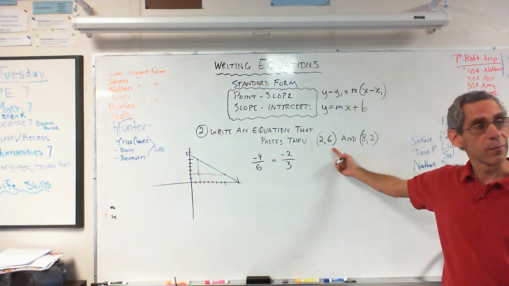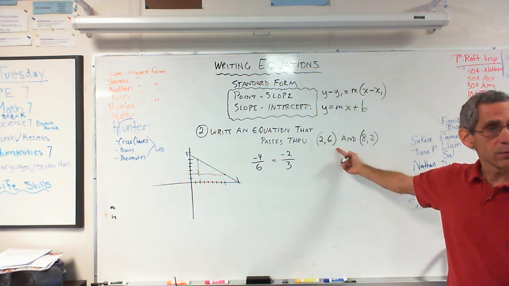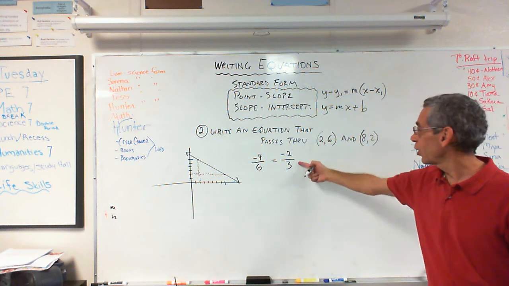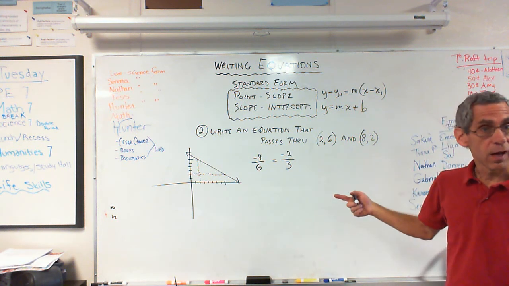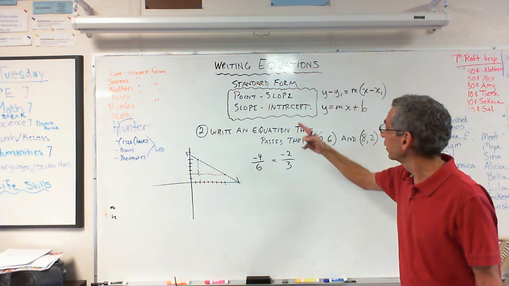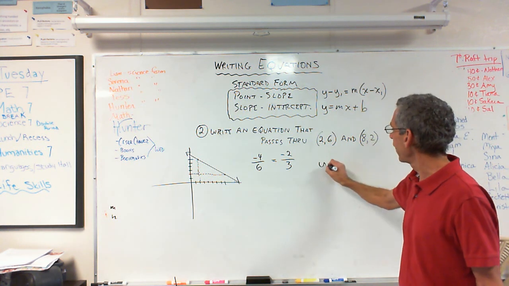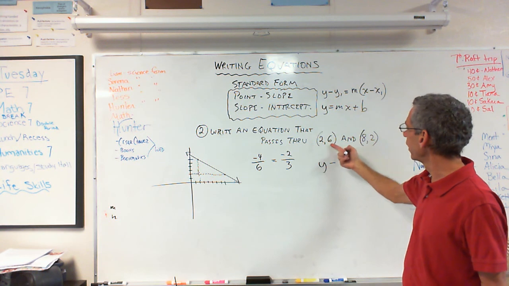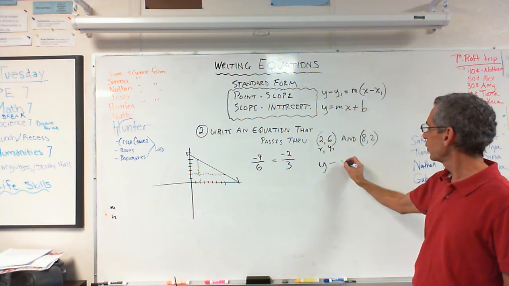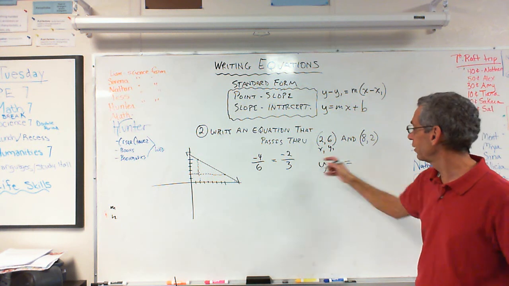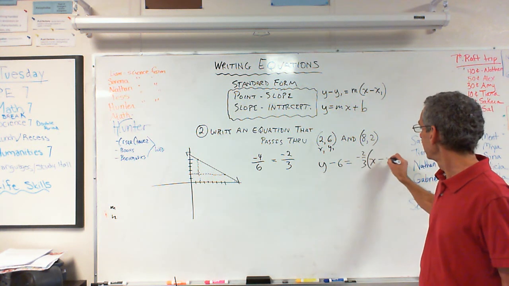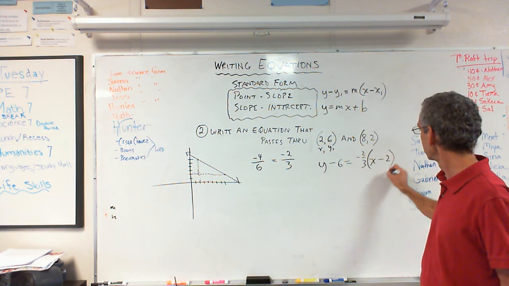So now could I write my equation? Oh no, never mind. I have a slope and I have 2 points. I could just use either point. Remember, y minus y1, this is my y1, this is my x1. So y minus 6 is equal to negative 2/3 times (x minus 2).